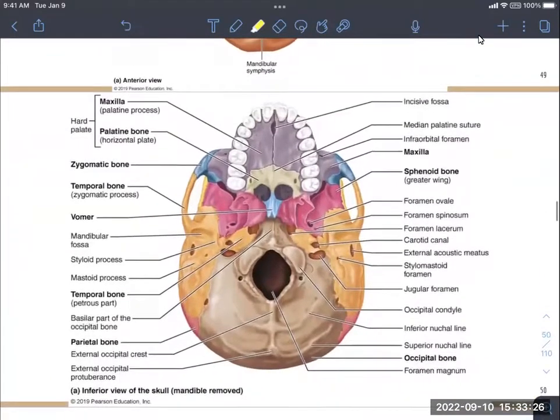Here's the underside. We have the palatine process. That makes up part of the hard palate here. You still see that infraorbital foramen. You see that maxillary bone.